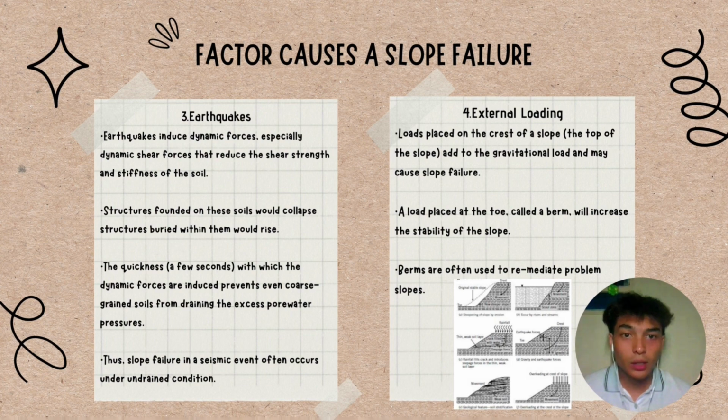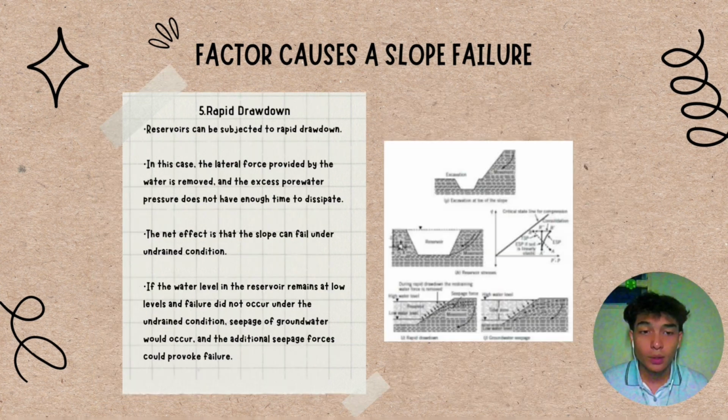After that is external loading. Loads placed on the crest of a slope add to the gravitational load and may cause slope failure. A load placed at the toe, called a berm, will increase the stability of the slope. Berms are often used to remediate problem slopes.